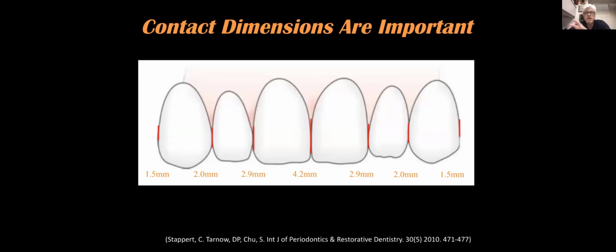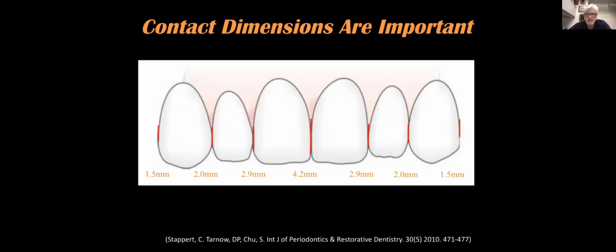So for all of you here, we just took this out of a textbook with Dr. Tarnow, one of the leading educators in implant dentistry. And I want you to focus on the interdental contact area between the two central incisors. On average, it's about 4.2 millimeters. So I want everybody to remember that number, 4.2 millimeters.